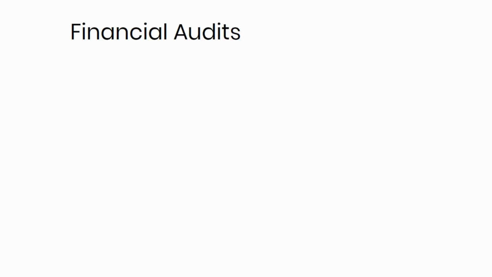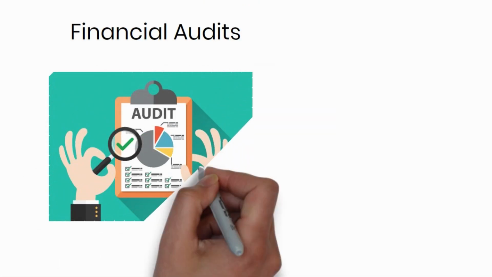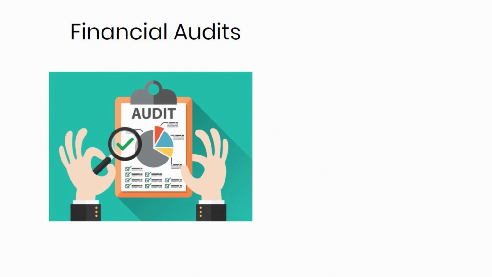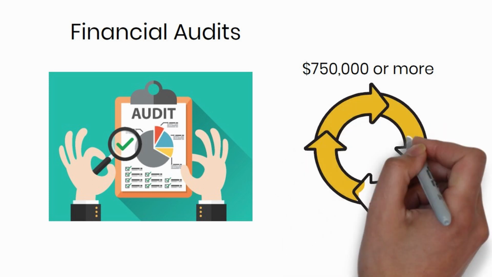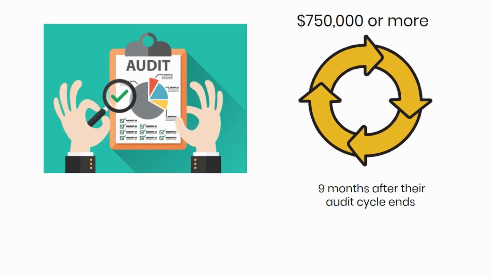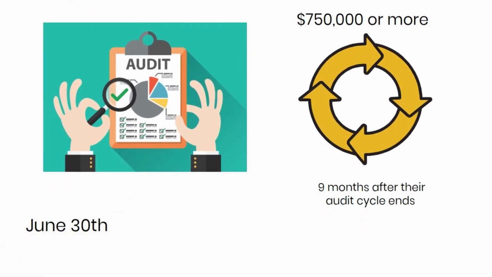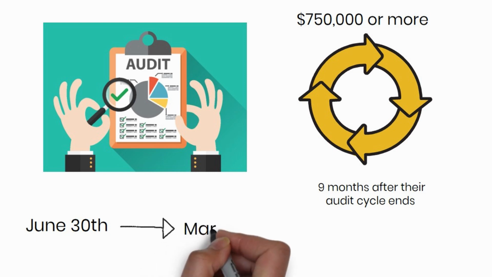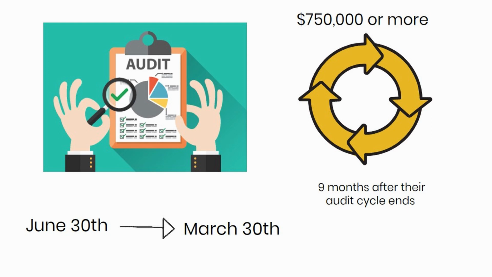Financial audits. An audit is a procedure where a professional auditing firm is hired to assess financial operations. An institution that annually expends $750,000 or more in federal funds is required to submit their financial audit to SDE no more than 9 months after their audit cycle ends or as requested. For example, if the institution fiscal year ends June 30th, the financial audit must be submitted to SDE by March 30th of the next calendar year.